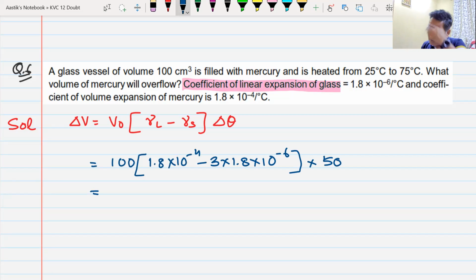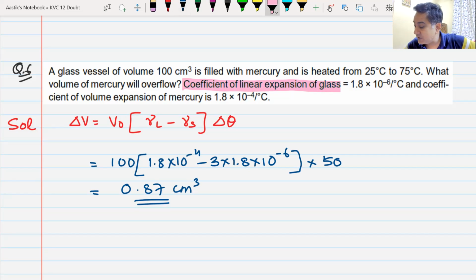You just have to calculate this. What is the answer? I'm not good with calculation. I have told you that, right? Whatever the answer comes, that is the correct answer. What is the answer that you're getting? 0.897. 0.89, sir. The book says 0.87. So that is the answer.